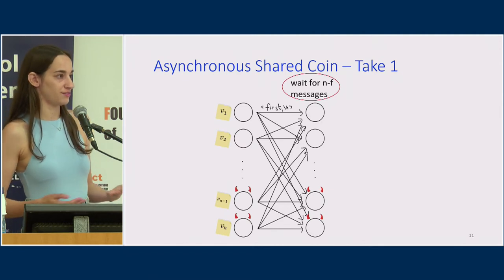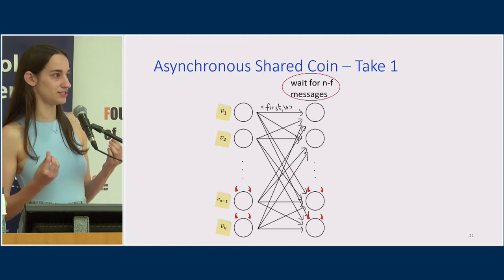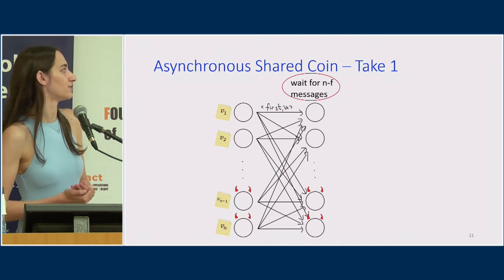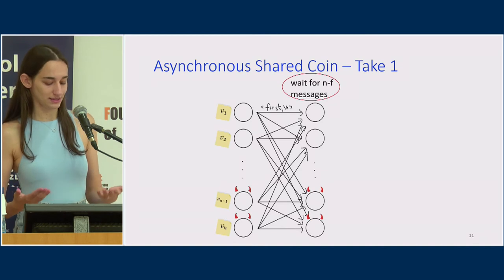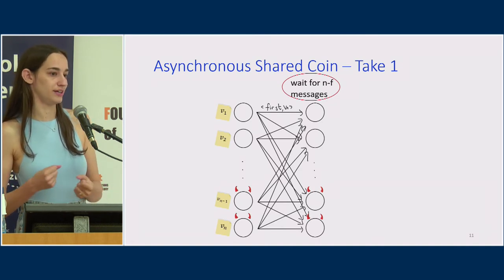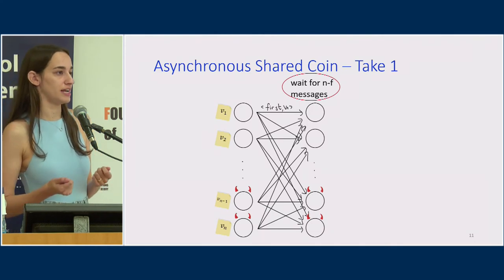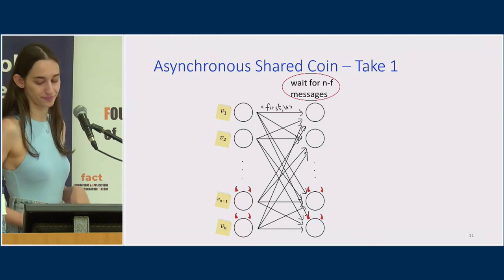So for the first step, we cannot wait upon a timeout. We must wait for some threshold of messages. So as usual, we'll decide on n minus f. We cannot wait for longer. And in this case, we still don't have this property of hearing from all sets of good processes, because the adversary now has the power to decide the schedule and decide who hears from whom.